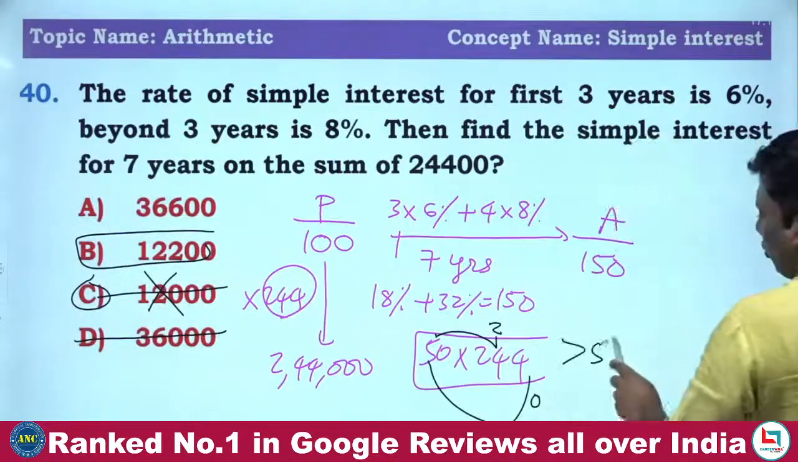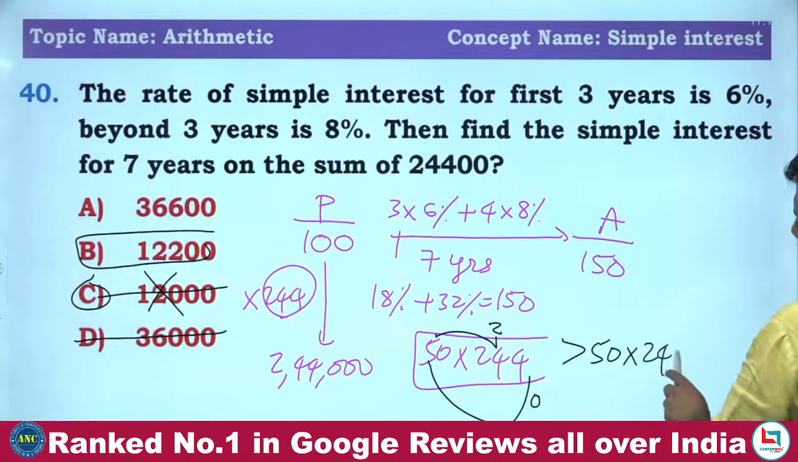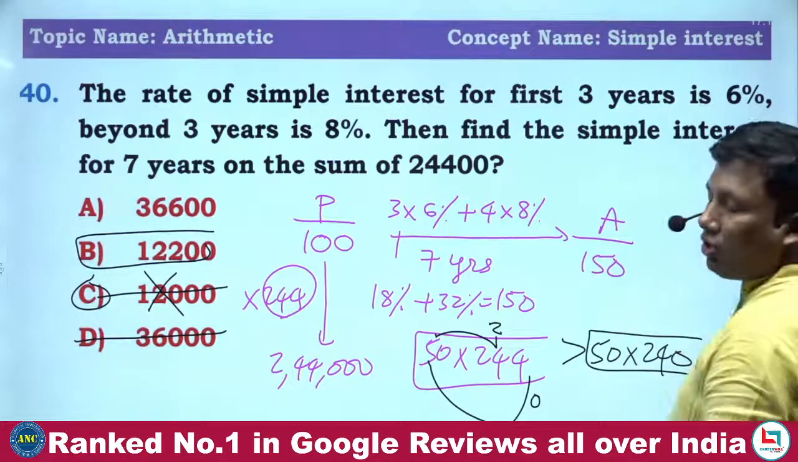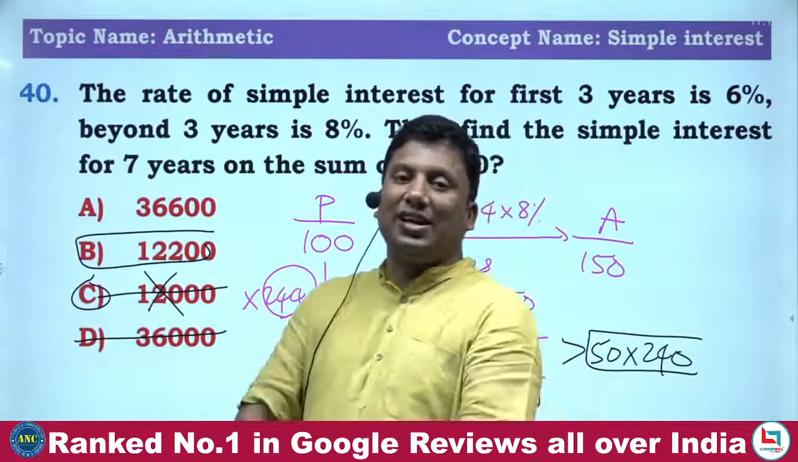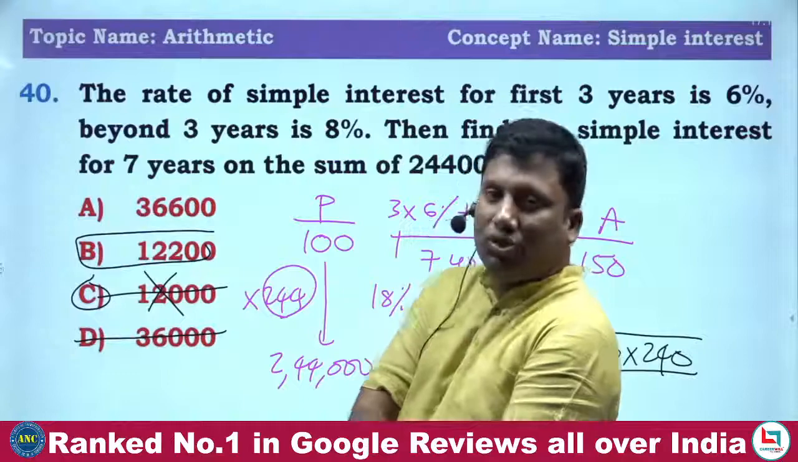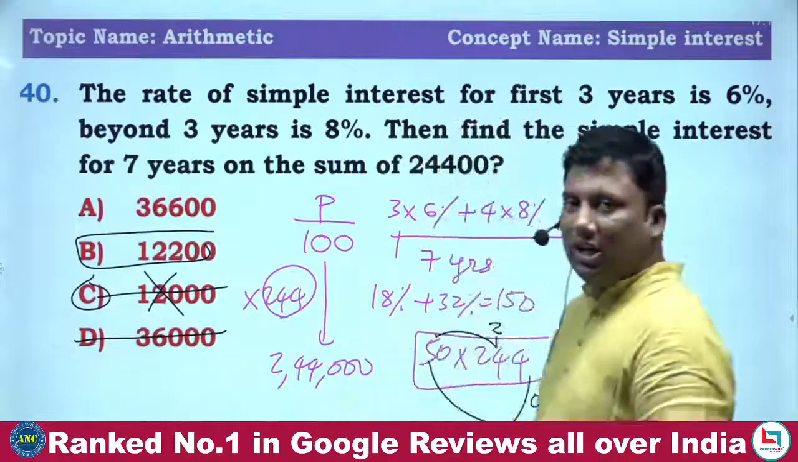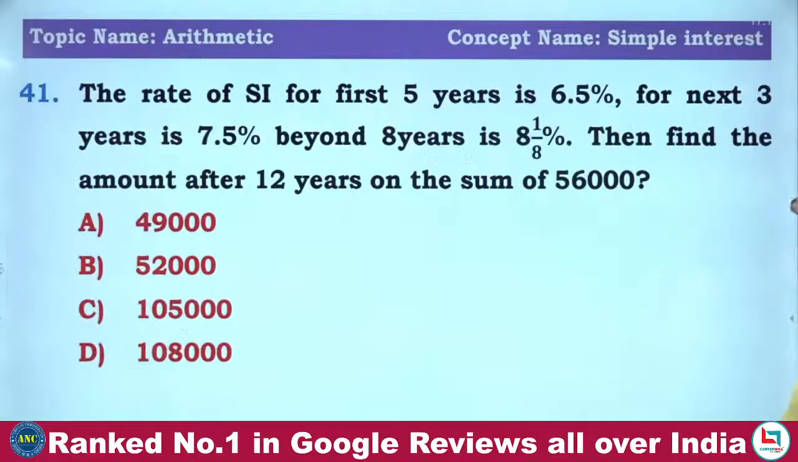Anyway, 50 into 244 is greater than 50 into 240, so the answer should always be greater than 12,000. What is the option where it is greater than 12,000 and the rightmost non-zero digit is 2? Option is B.